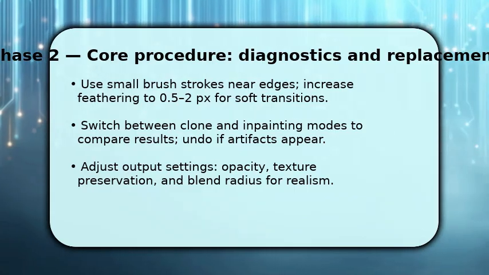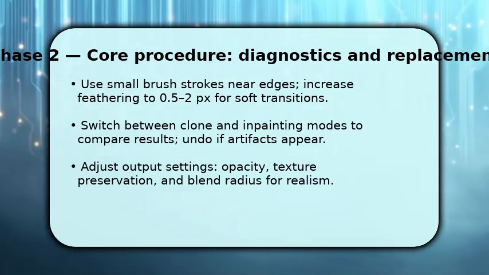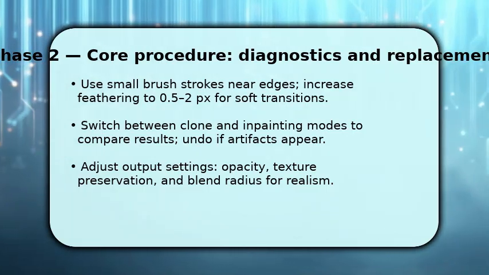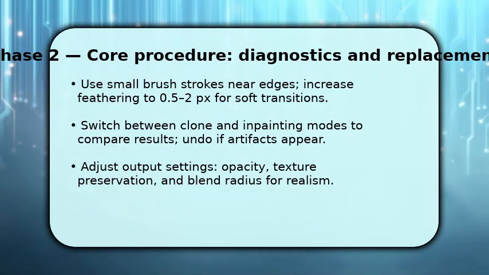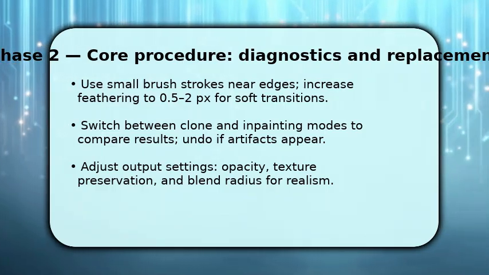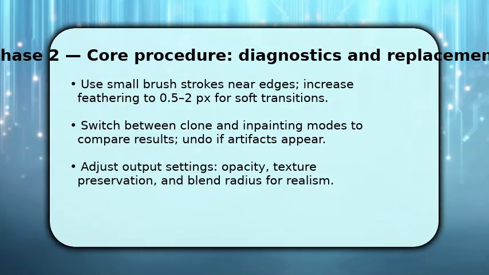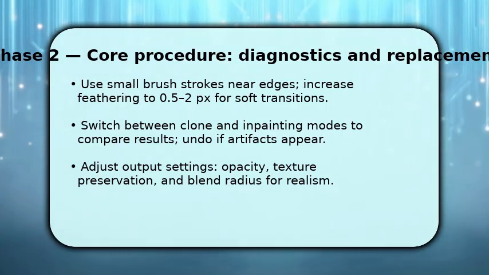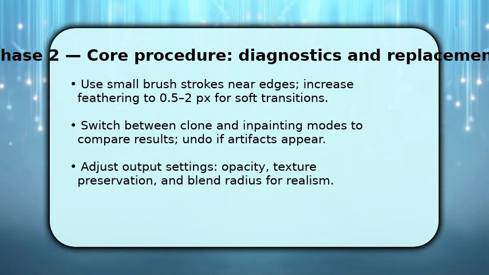You'll toggle between clone and inpainting. Clone copies nearby pixels, inpainting synthesizes content, so compare and pick the cleaner result. Make sure texture preservation is on if you need fine grain retained, otherwise artifacts will pop. As you work, reduce opacity for subtle fixes and preview at multiple zoom levels.